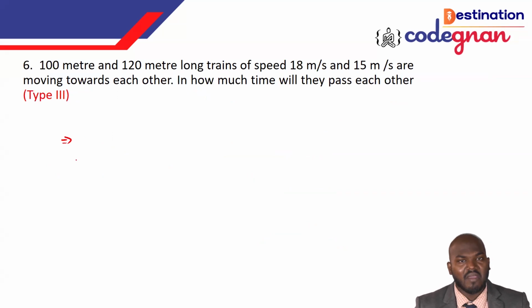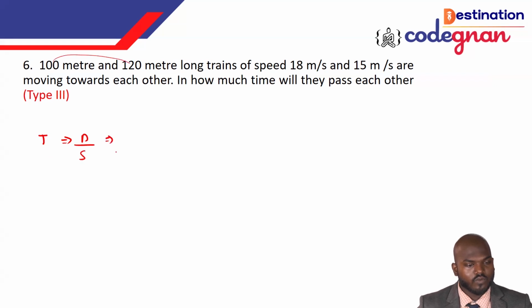It's a one step answer. You see, time is equal to distance by speed. So the distance you need to take as 100 plus 120, we can call it 220 meter, and the speed they have given us is 18 plus 15, we can call it 33.